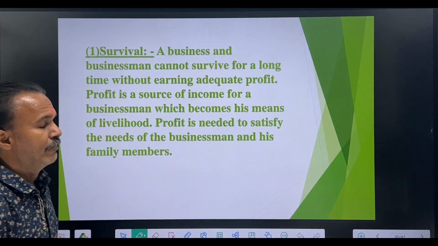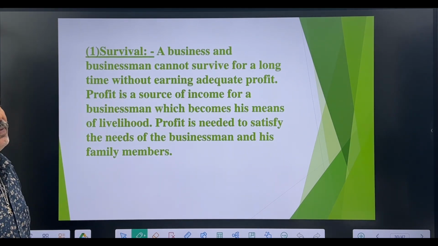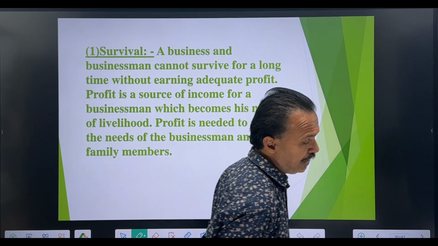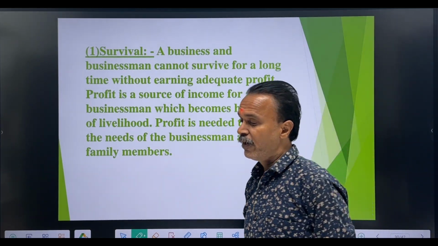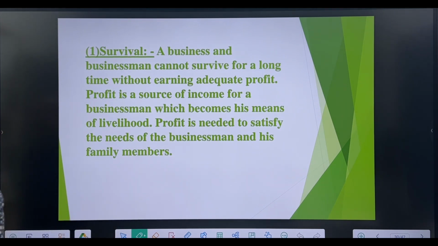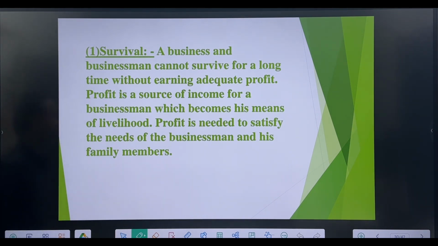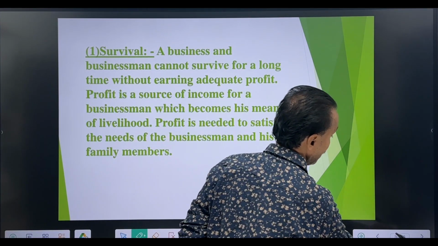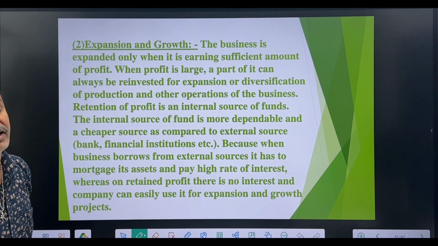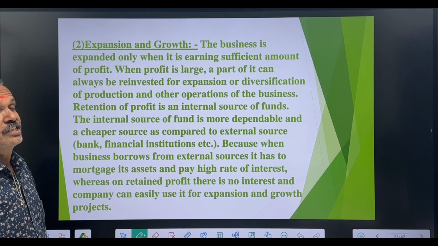First, survival. The survival of the businessman is dependent upon profit, because this is the only way of his earning. Without profit, a businessman cannot survive for a long period, because this is the main source of his income, and without income, a businessman cannot survive for a long period. So survival is the first objective, the first role of profit in the business. A business can survive for a long period when the businessman earns profit in the business.